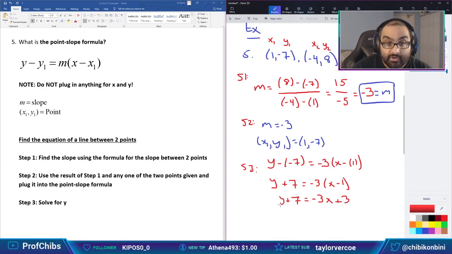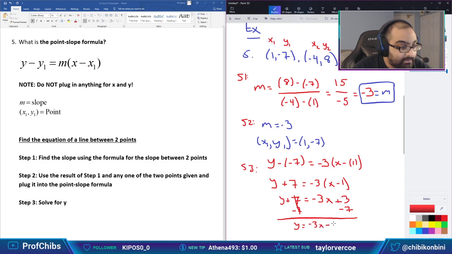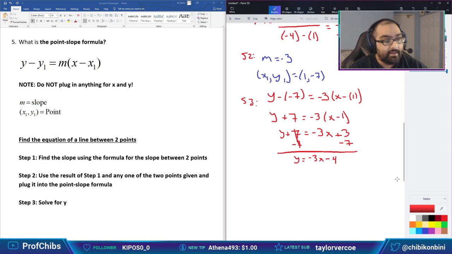Finally, we need to solve for y, so all we need to do lastly is subtract 7 on both sides. And so here we get y is equal to -3x minus 4. And there we go. That is going to be our final answer for our problem, -3x minus 4.